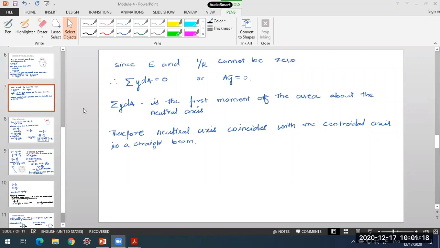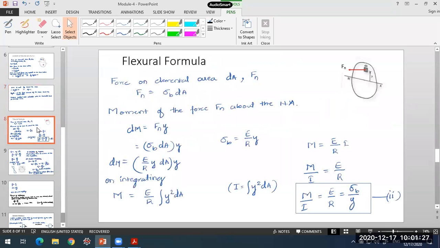Okay, good morning. So, in the previous class, we derived the flexural formula. In this flexural formula, you have the relationship between bending moment, the stress in the beam, and the radius of curvature. It relates these three ratios: M by I is equal to E by R is equal to sigma B by Y. Sigma B is the bending stress.